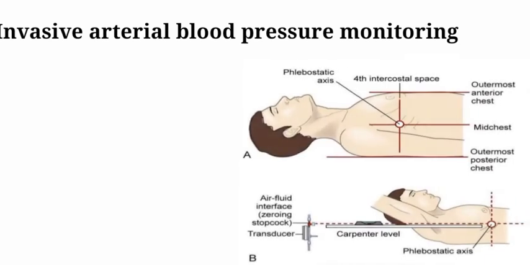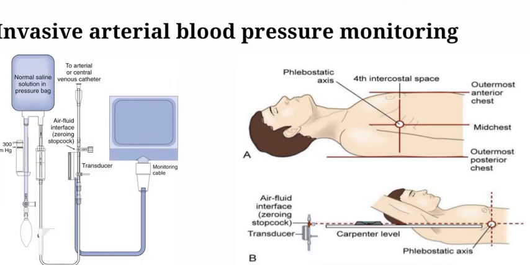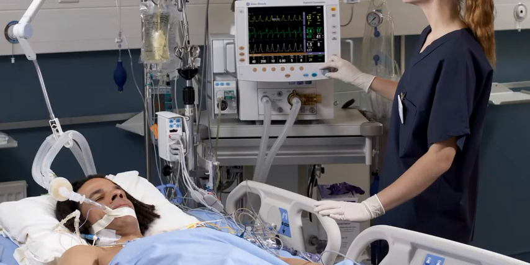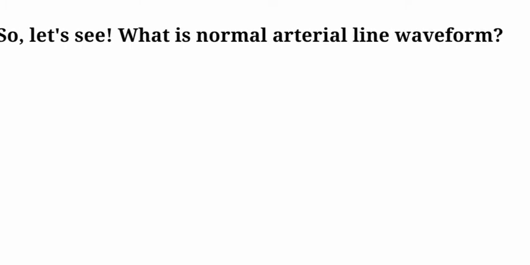Furthermore, while measuring the arterial blood pressure, knowledge about leveling and zeroing are essential for accurate reading. The transducer should be releveled every time the patient is moved, and the transducer should be zeroed at least once per shift. One who is giving care to the patient in ICU with an invasive arterial line should be able to differentiate between the normal and troubleshooting arterial line waveform. So let's see what is a normal arterial waveform.